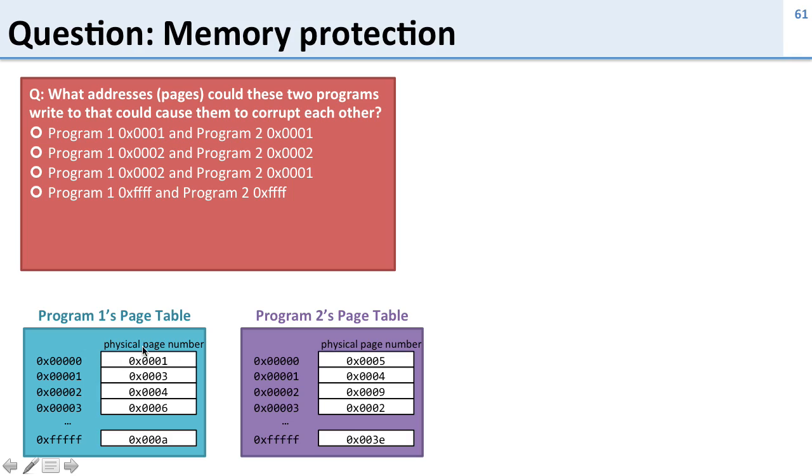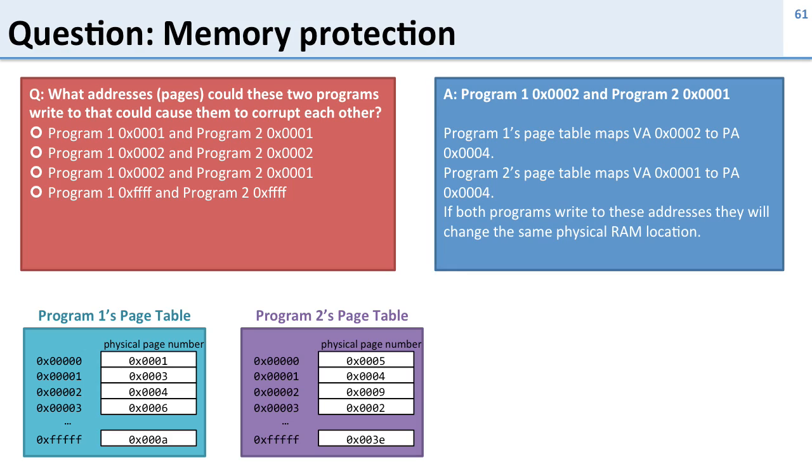Now here's a question. I have two programs, and here are their page tables. Which pages could these two programs access that would allow them to corrupt each other's data? Well, in this case, program 1 can access virtual page 2, which will go to physical page 4, and program 2 can access virtual page 1, which will also go to physical page 4. So in this case, these virtual addresses map to the same physical page. So these two programs could both access the same physical page, and they could corrupt each other's data.